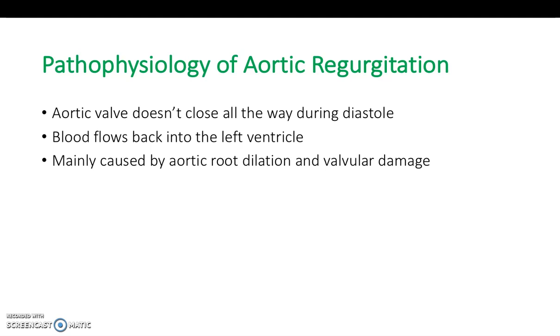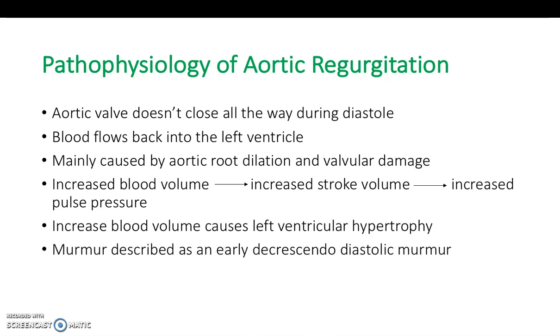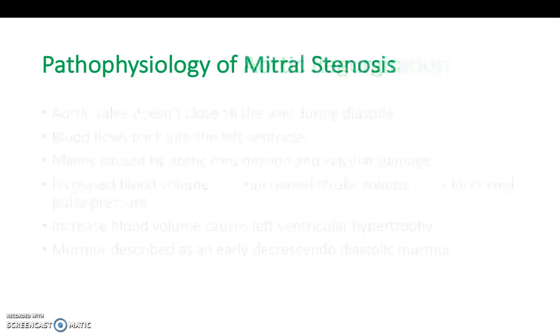This is referred to as hyperdynamic circulation and produces a bounding or water hammer pulse as blood slams against the walls of the artery with each heartbeat. This can also produce Quincke's sign, which is the pulsating of the capillary beds in the fingernails. So over time, the increase in blood volume in the left ventricle causes left ventricular hypertrophy, and patients with aortic regurgitation will have an early decrescendo diastolic murmur caused by blood flowing back through the valve. And aortic murmurs, as we said, are best heard with the patient sat forward and with their breath held out.